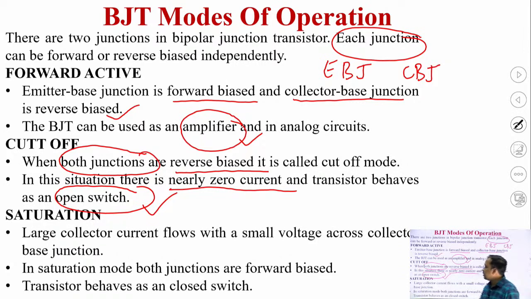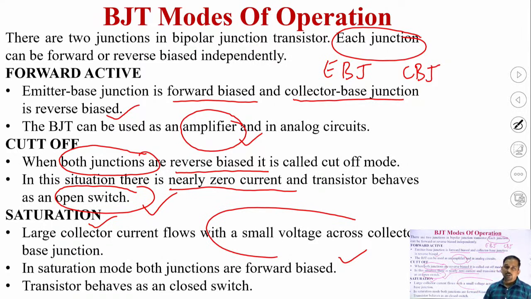While we have the saturation mode, in this particular mode both the junctions are forward bias, the emitter base junction and the collector base junction. So in this particular mode a saturated amount of current flows through the transistor and the transistor will turn on. So basically again in the saturation mode the transistor will be working as a switch. We assume that the switch is closed now. So these are the 3 main important modes of operation of BJT.